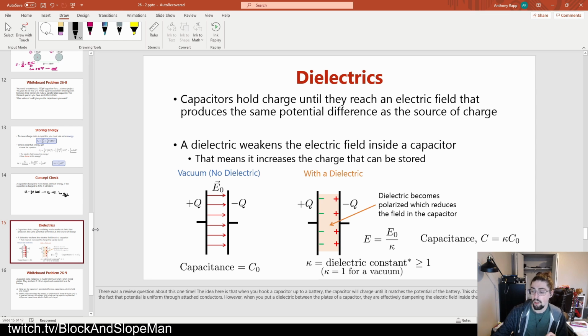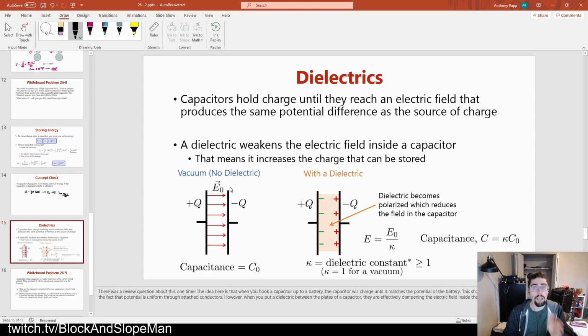Here's how it works. When I hook these things up to a battery, it is going to keep gaining potential until it matches the battery. If I were to have just vacuum between these two plates, if there was nothing between these plates at all, they've got a capacitance based on the size of those two plates. But without any sort of weakening of the electric field, if we think about that integral one more time, E times D gives us the potential difference between those two.